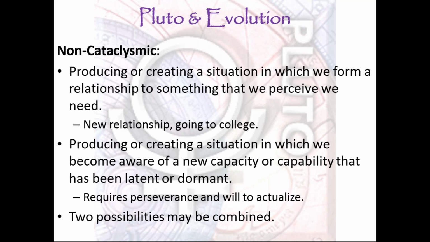The two forms of non-cataclysmic evolution with Pluto: one, we can produce or create a situation in which we form a relationship to something that we perceive we need. One of the most common ways that we do this is forming an intimate relationship with another person. We are always attracted to whatever we perceive in them that does not exist within us. And many times, relative to Pluto, these attractions happen unconsciously. We're not even necessarily aware of it.